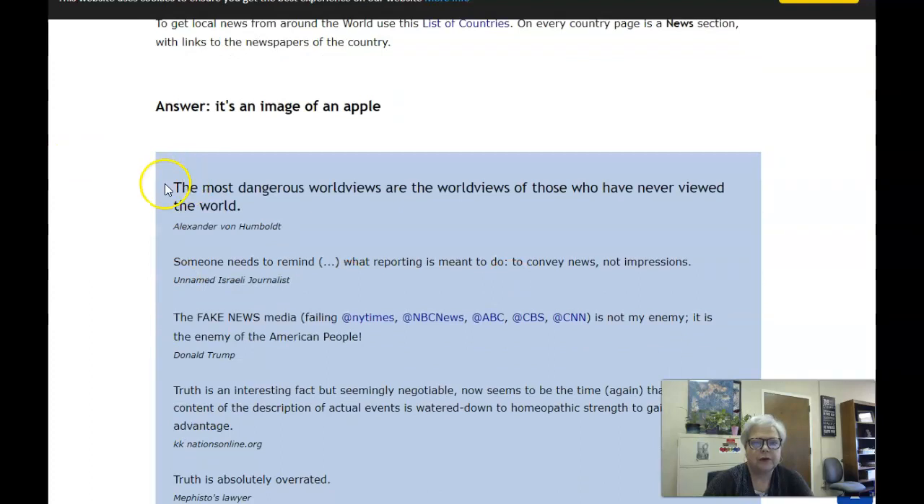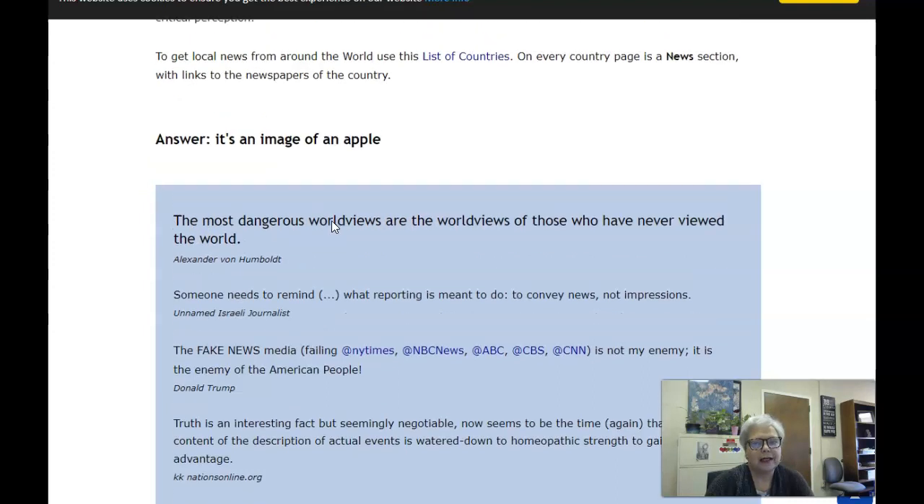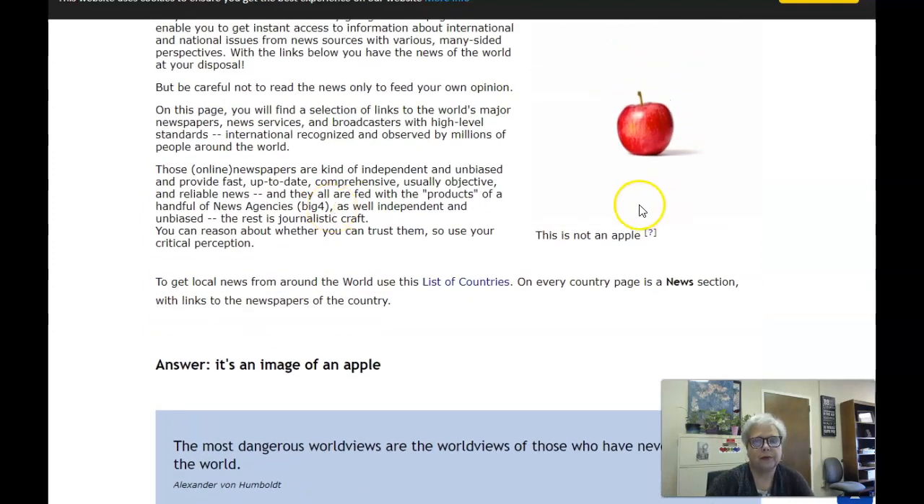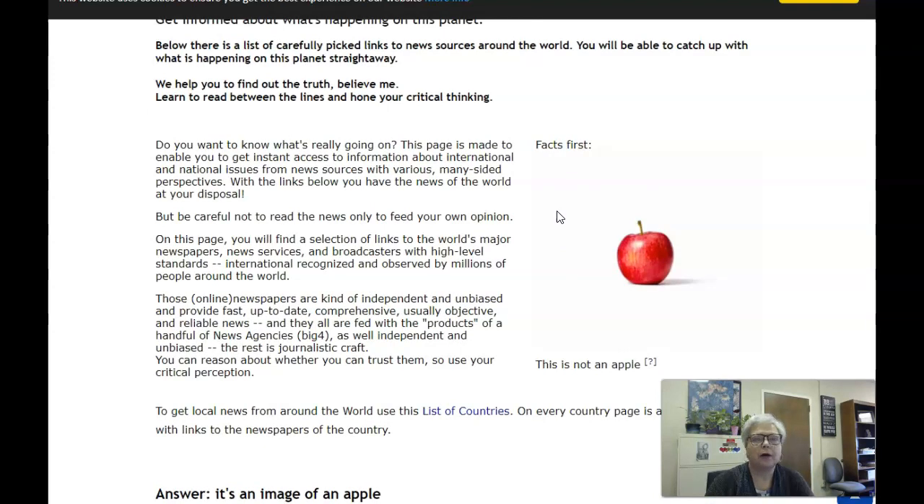The most dangerous worldviews are the worldviews of those who have never viewed the world. We're going to actually view the world when we're doing this paper. You are not writing about what's going on in the United States. You may not write about what's going on in the United States. If you're going to choose education as your goal, lack of education, of course, is the problem. And we're not going to write about building bigger and better schools and paying teachers more and all this stuff about the United States. We're not doing that.